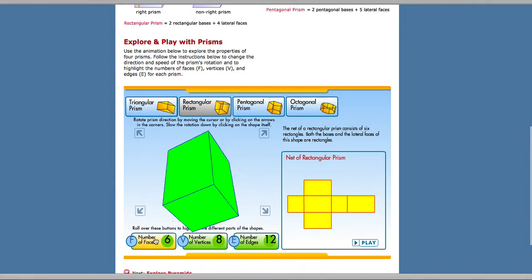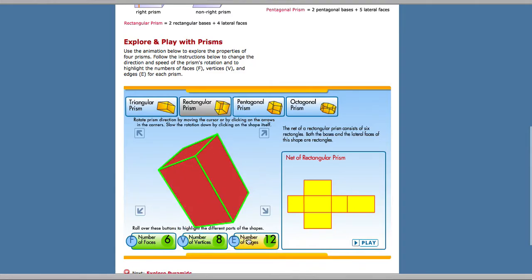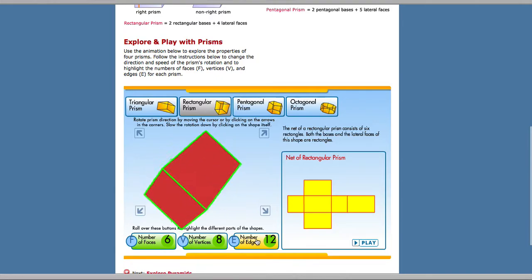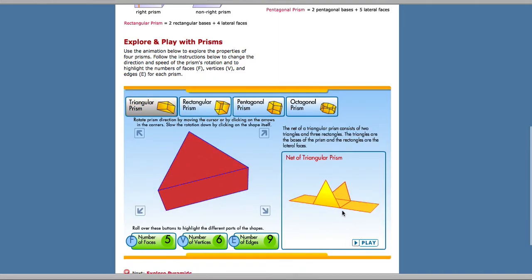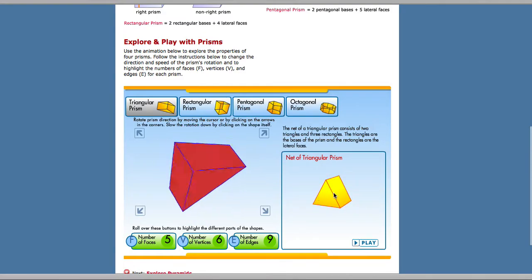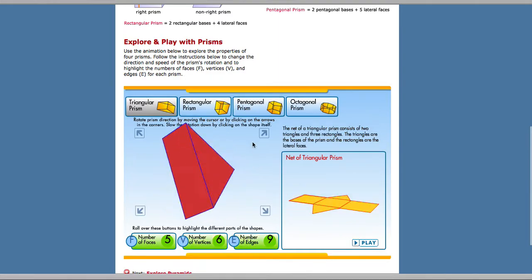And our prism has 6 faces, a rectangular prism. It has 8 vertices. The 8 vertices are the points that you see now. And the green neon lines are your edges, and this prism has 12 of them. And this is the net of our prism. And let's go back to our triangular prism. This is the net of our triangular prism. If you open up our prism, it will look something like this. It has 5 faces, 6 vertices, and 9 edges.